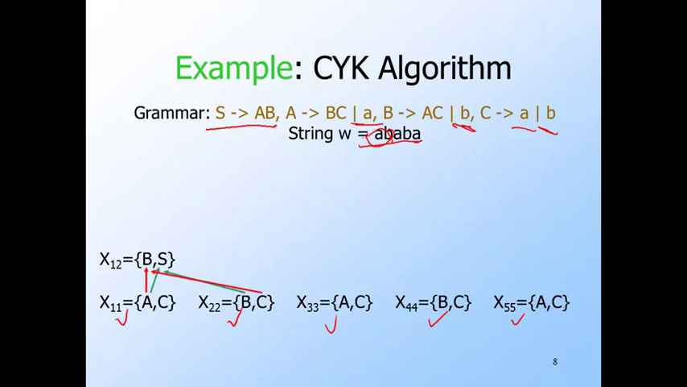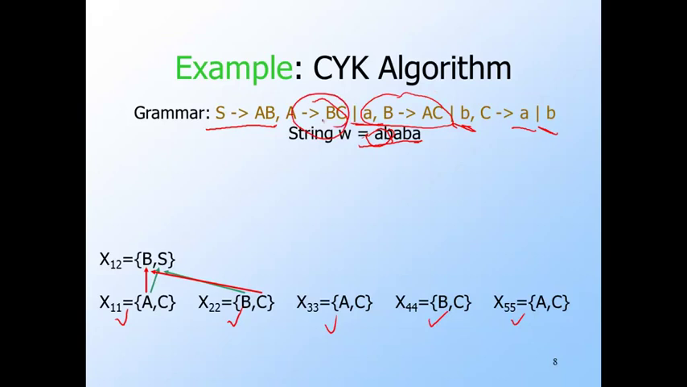And the reason B is in x12 is that A is in x11, C is in x22, and B goes to AC is a production. Notice that C can't be in x12 because C derives only strings of length 1. However, A can derive long strings and yet is not in x12. The reason is that the only production A has with a body of two variables is A goes to BC.